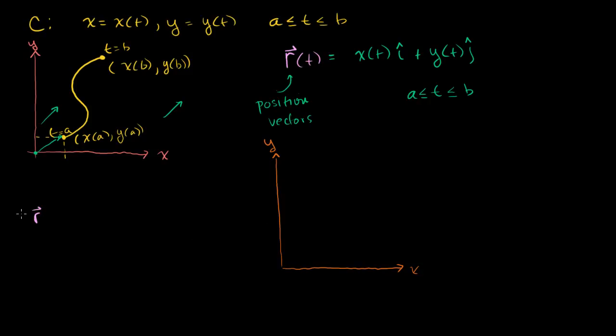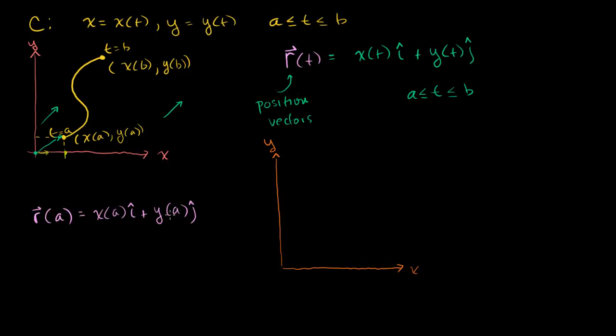Our position vector valued function evaluated at t equal to a is going to be equal to x of a times our unit vector in the x direction plus y of a times our unit vector in the vertical direction, or in the y direction. And what's that going to look like? Well, x of a is this thing right here. So it's x of a times the unit vector. So maybe the unit vector is this long. It has length 1. So now we're just going to have a length of x of a in that direction, and then same thing for y of a. It's going to be y of a length in that direction.